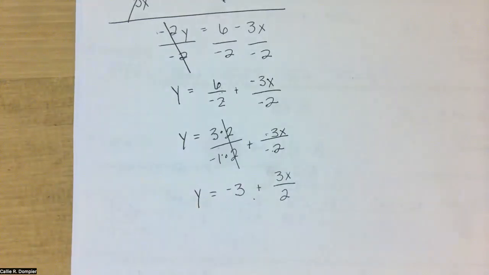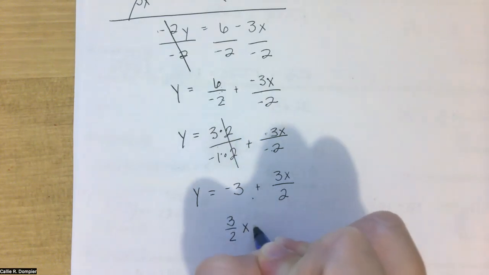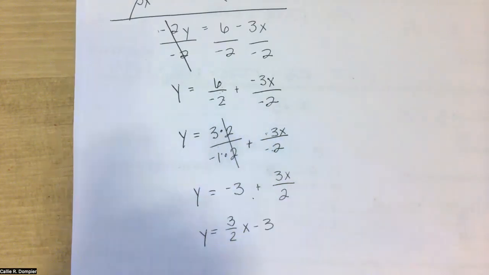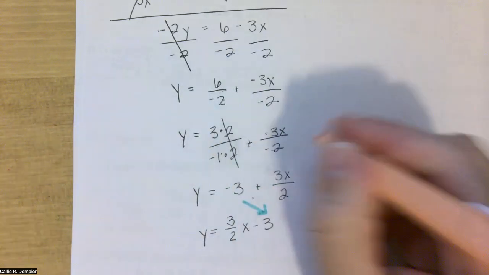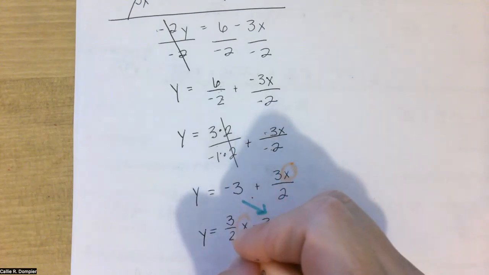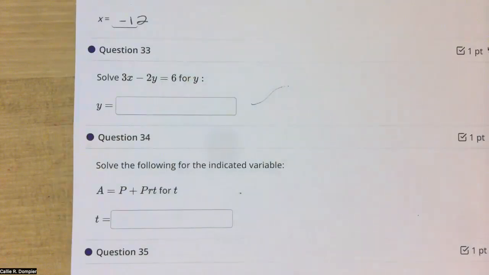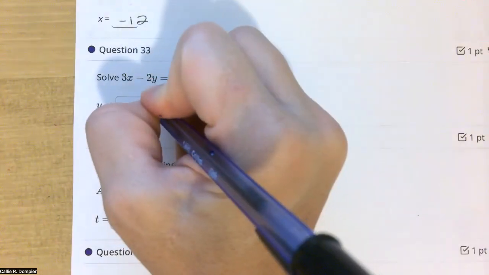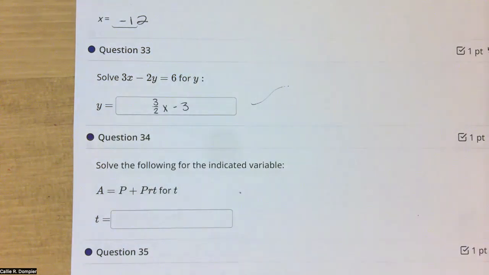So my final answer is y equals 3/2 x minus 3. So that's that part. The x on the top of the fraction is the same as the x next to it. They both mean multiply by x, right? And then we have the positive 3/2. Good? All right. So that was 3/2 x minus 3. Good?